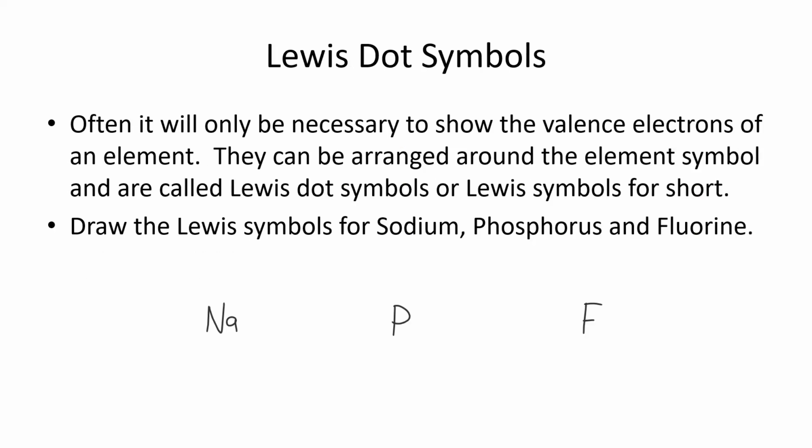Sometimes it'll only be necessary to have the valence electrons, not an entire Bohr Rutherford diagram. And so a Lewis dot symbol, that's what it is. It's just the symbol of the element with the valence electrons arranged around the outside. Just be sure to follow that same pattern of putting them on sort of like compass points, and you'll have a nice Lewis dot symbol. So for sodium, there's only 1 electron, so you can put it like top center. Phosphorus had 5, so 1, 2, 3, 4, 5, like so. And fluorine had 7, so 1, 2, 3, 4, 5, 6, 7. So there you go, Lewis dot symbols. They're going to be really useful as we go along.